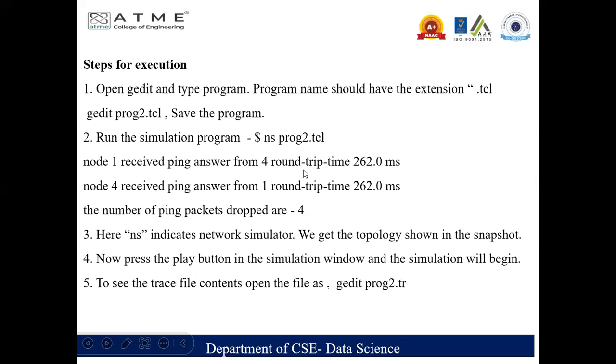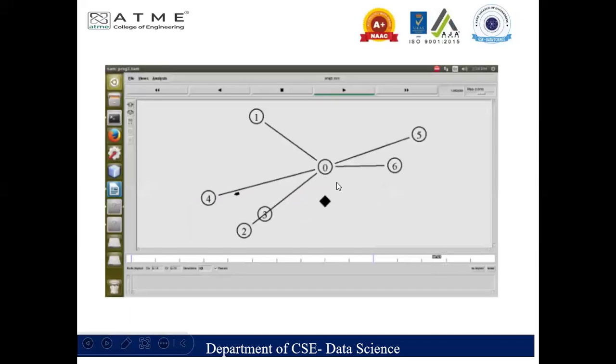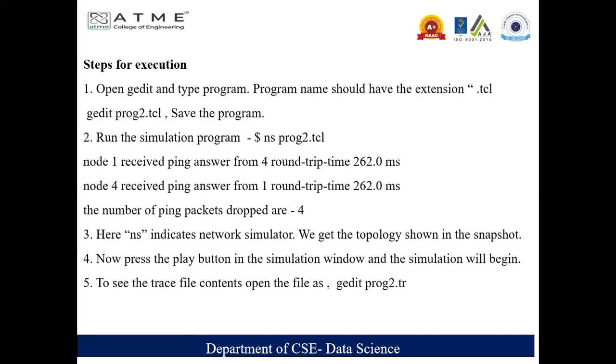So NS indicates the network simulator. So these are the 6 nodes that are created, and like this you can see the packets that are being dropped when congestion is created at the particular time slot that we have given here. So at this time slot it starts creating the congestion and the packets will start dropping. So once the animation is completed, we are going to see this answer on the screen. So this is all about program 2.